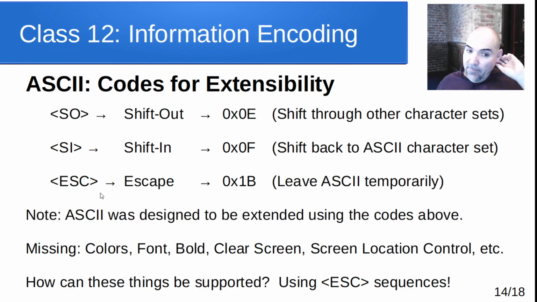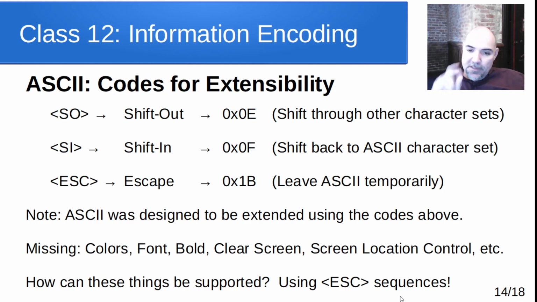So ASCII was designed to be extended, and what kinds of things would it need to be extended for? Notice these are all of the control codes we've covered so far, actually all of the codes if you count the graphical ones. There wasn't anything for changing the color or the font, making it bold, making it underline. There's also nothing for clearing the screen or setting the screen location, other than space, backspace, tab, vertical tab, form feed, line feed. So screen location control wasn't included. How can these additional features be supported? Well, we can use ASCII escape sequences.